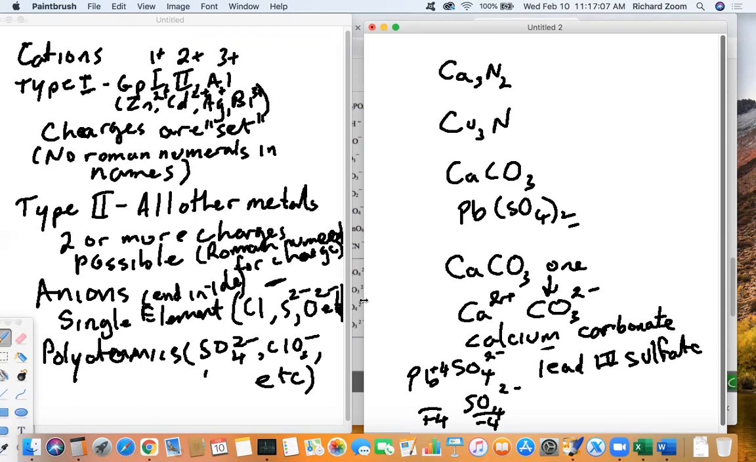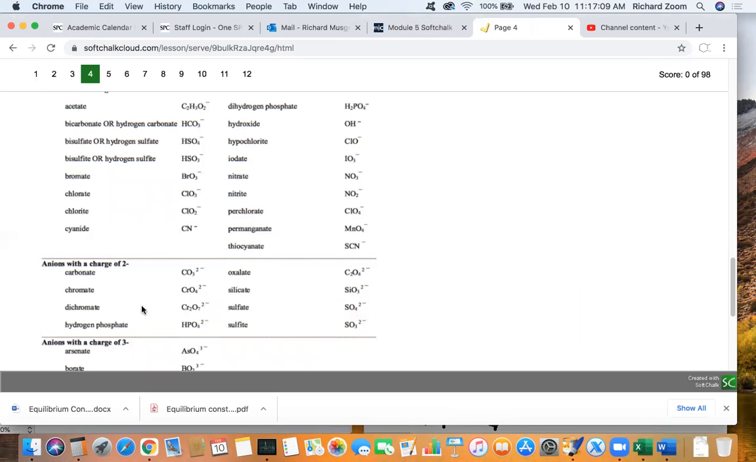So the name of SO4, as you can see from here, is sulfate, SO4 2-, sulfate. Okay.